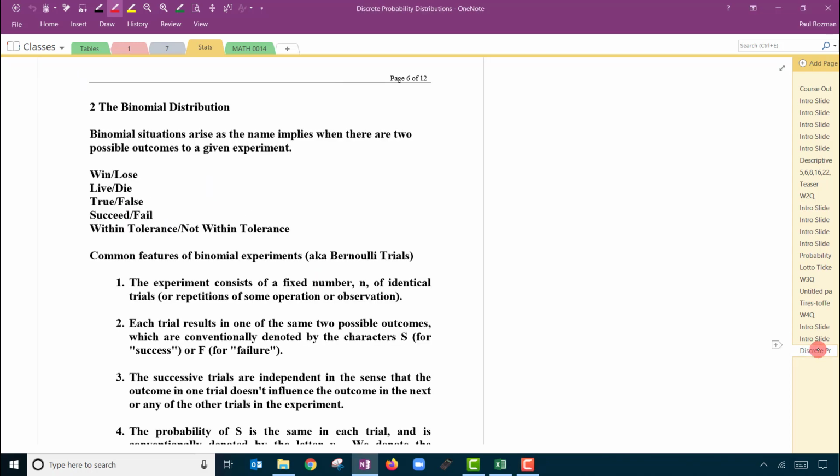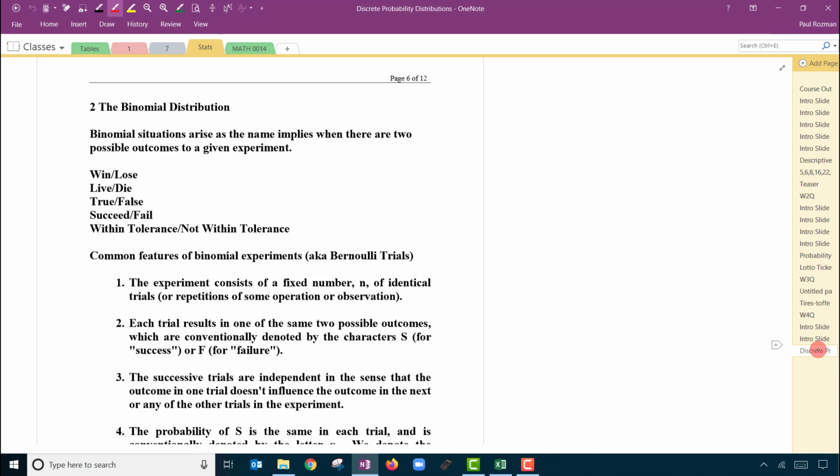So here we have the binomial distribution. This is a distribution that arises pretty frequently. It's fairly easy to recognize because, as the name implies, binomial, there are two possible outcomes. So we'll be studying experiments where there are only two possibilities. You win or you lose, you live or you die, it's true or it's false, there's a success or a failure, etc.